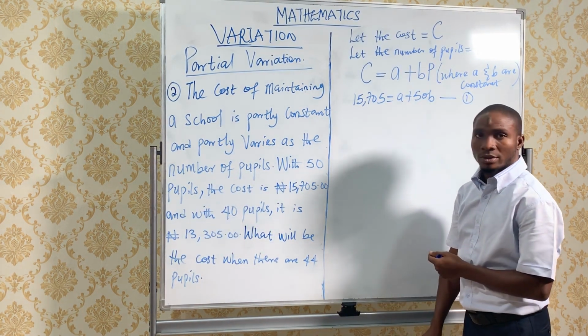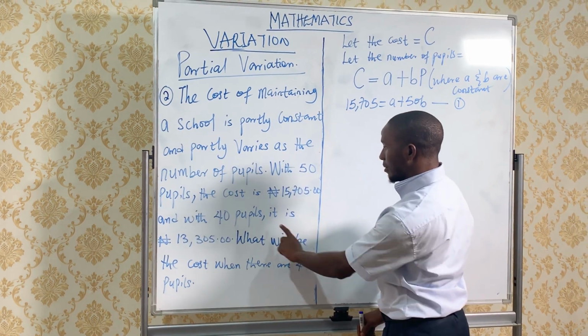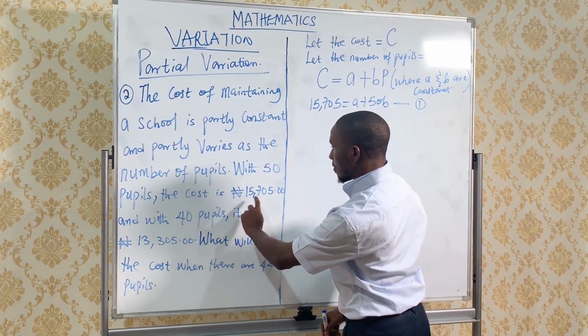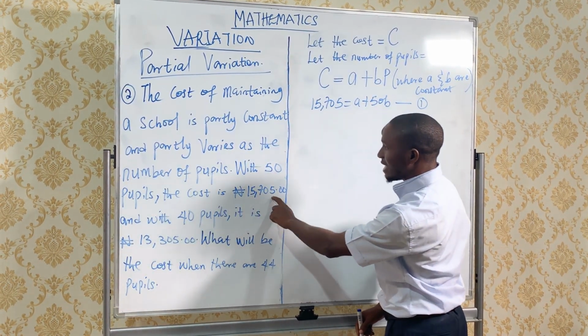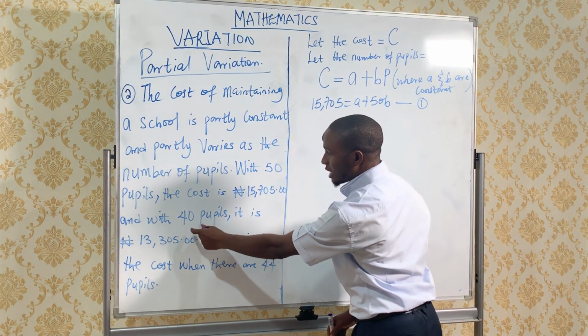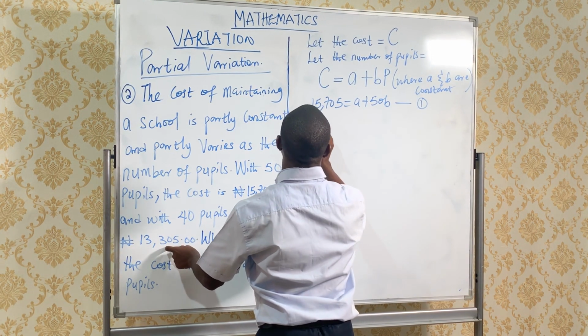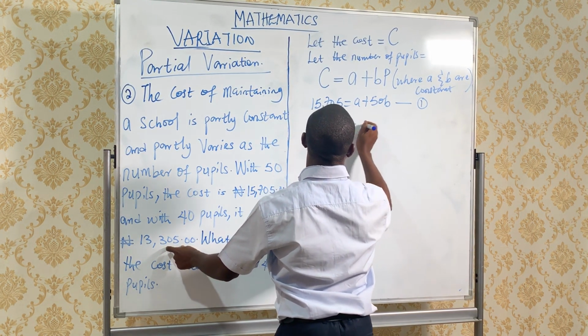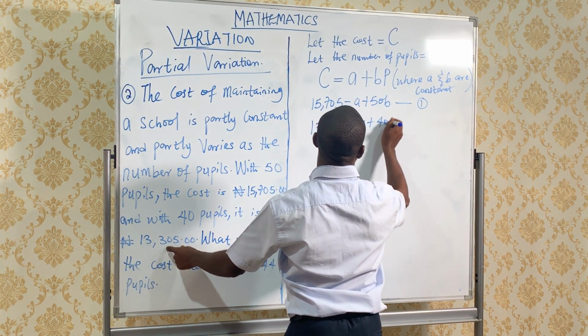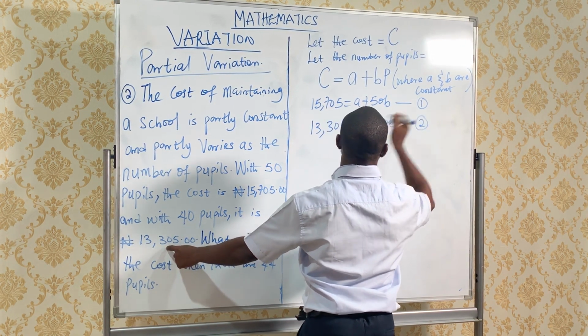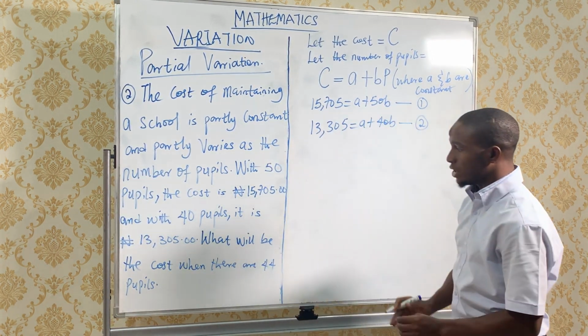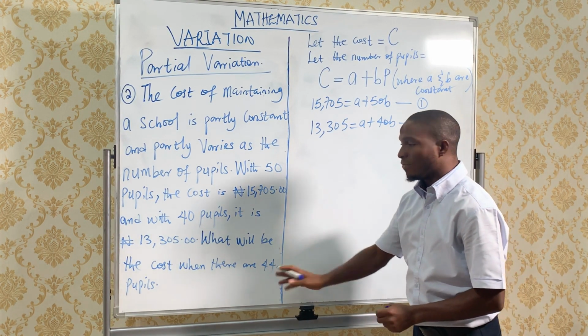The question continues. With 40 pupils now, the cost is 13,305. So we call this equation 2. We now have the equations. What will now be the cost when there are 44 pupils?